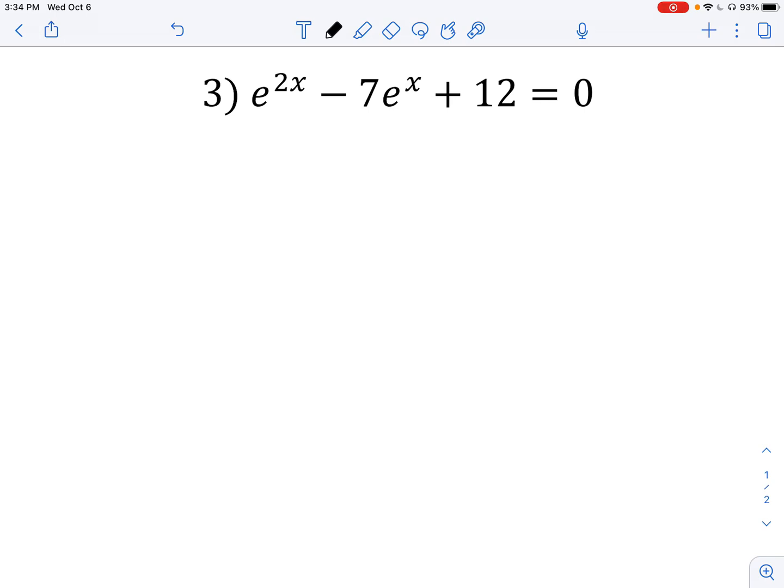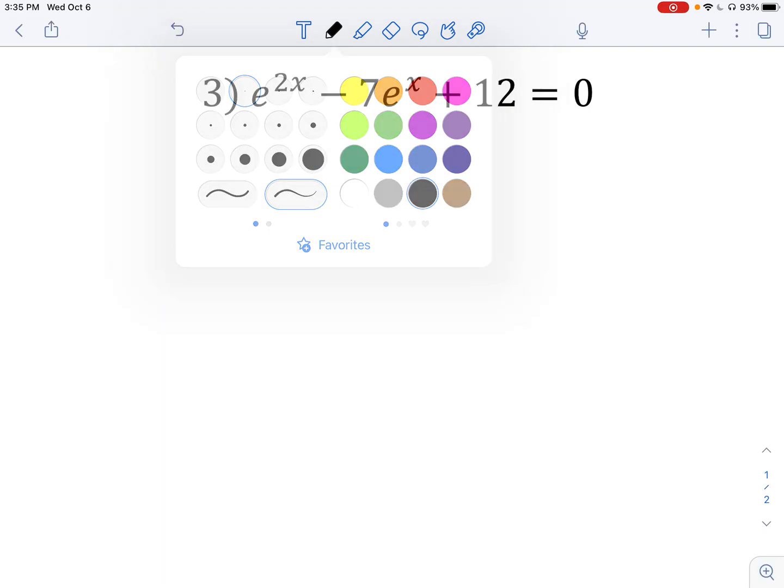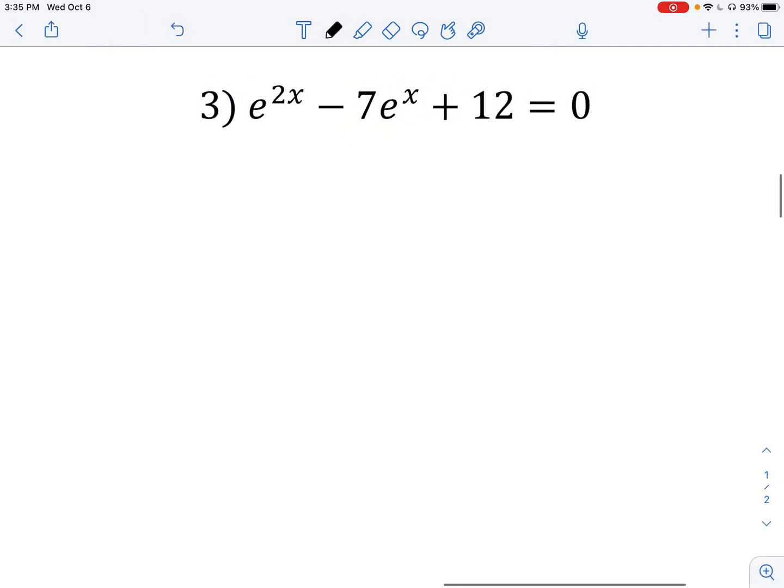Okay, let's look at another type of problem, something like number 3 now. At first glance, you might try to subtract 12 from both sides, but you're going to get stuck because you're going to notice that you have an e to the x in both of the remaining terms. So instead, what we can do here is try to solve this like it's a quadratic. And if you don't see it, perhaps me doing this will allow you to see it a little more easily.